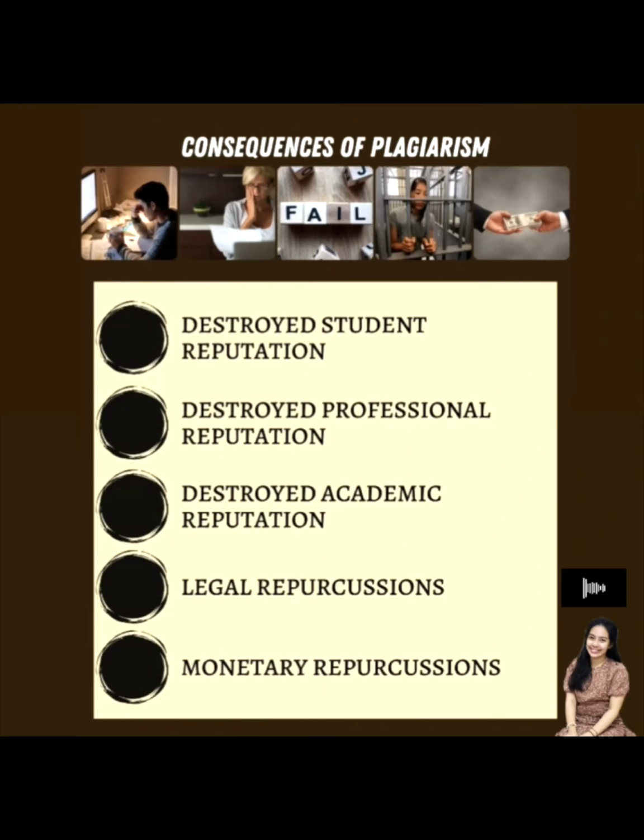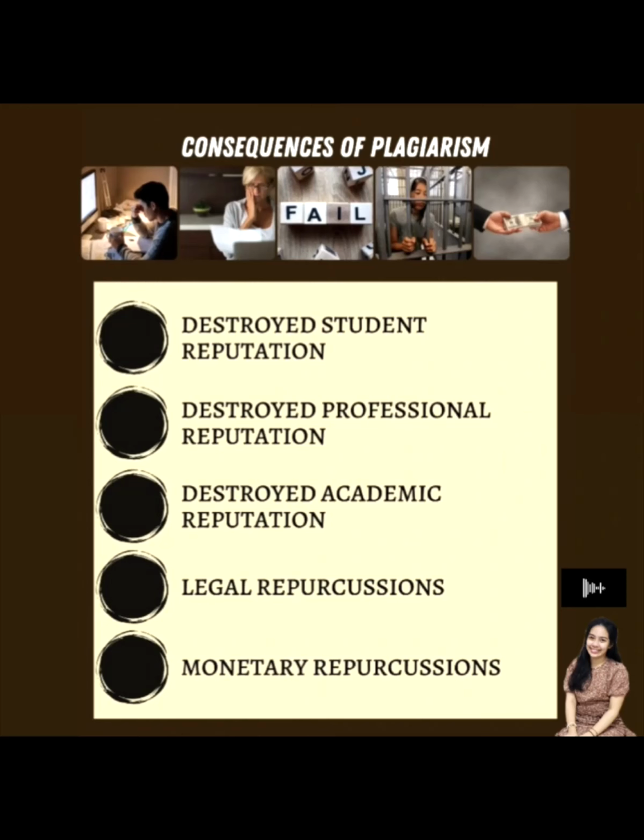Once accused of plagiarism, a person will almost certainly be treated with suspicion for the rest of their life. It is not acceptable to offer ignorance as an excuse. Academics, professionals, students, journalists, authors, and others are among the plagiarists.